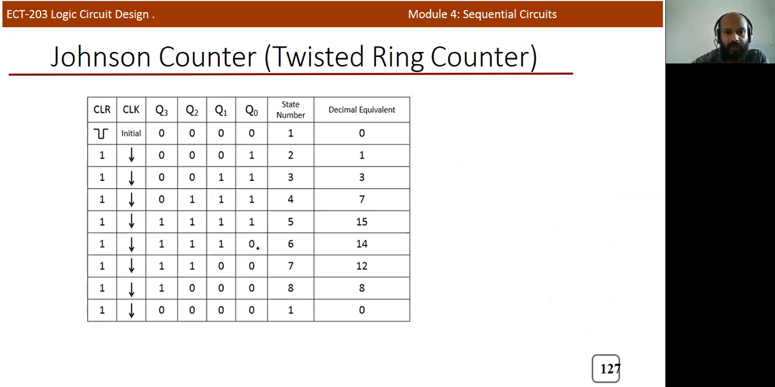So this is the truth table. Initially, we'll make all the flip-flops in the clear state, that is 0, 0, 0, 0. So this is the first state. And similarly, if you continue, you will get 8 states. Okay, after 8 states, again it will repeat from 0, 0, 0, 0 onwards.